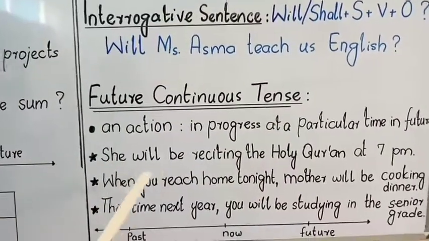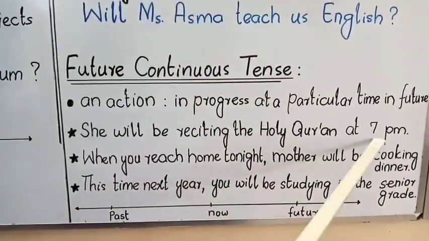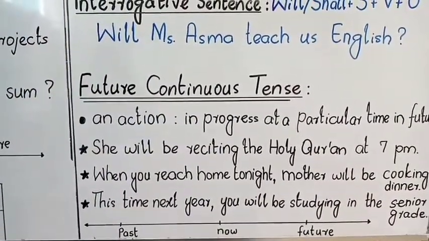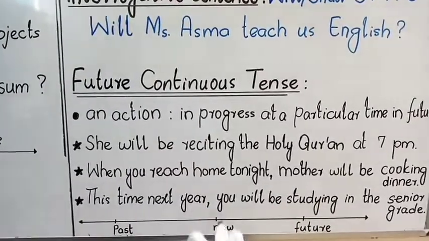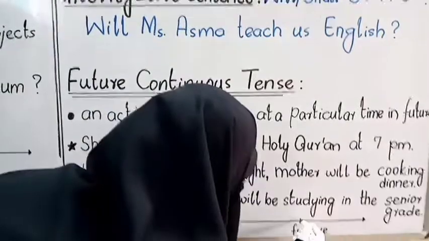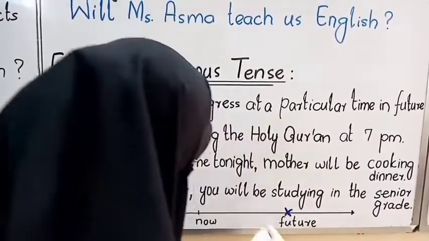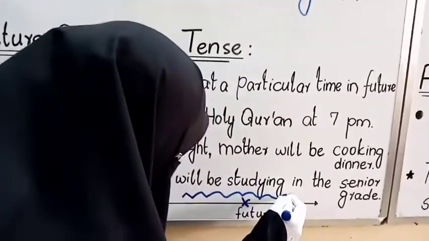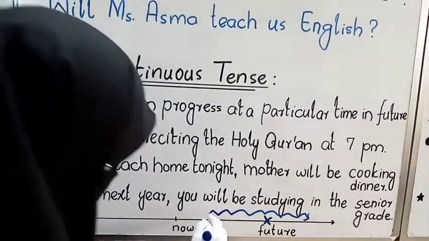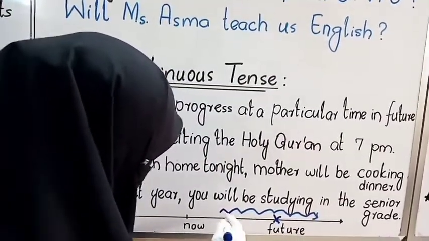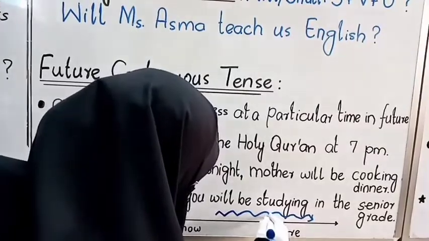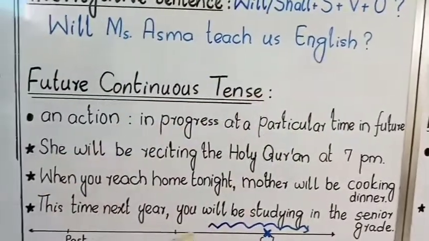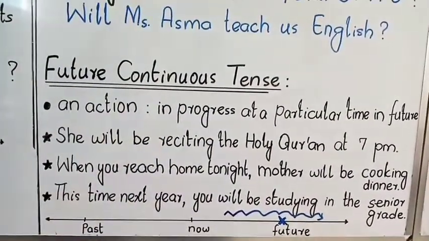For example, she will be reciting the Holy Quran at 7 p.m. It is 10 a.m. right now. So, if we talk about future, 7 p.m. is future today, and suppose this is 7 p.m. She will be reciting the Holy Quran at 7 p.m. Her action, her recitation of the Holy Quran, will be continued at this time. It will be in progress at this time. So any action that will be in progress in future will be future continuous tense.